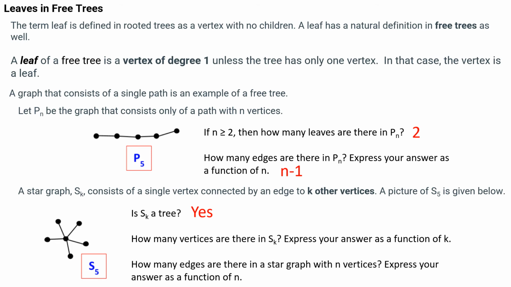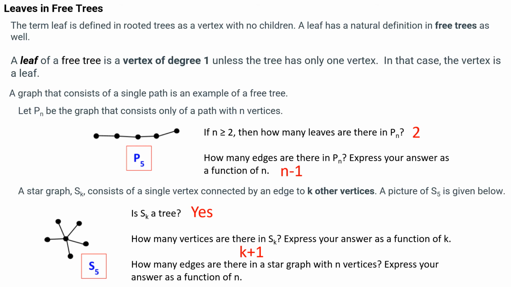Okay, how many vertices are there in S sub k? So we already kind of talked about that. In this S sub 5 there were 6 vertices. We're always going to have one more vertex because we start with the one in the middle and then we connect it to k vertices. So it would be k plus 1.